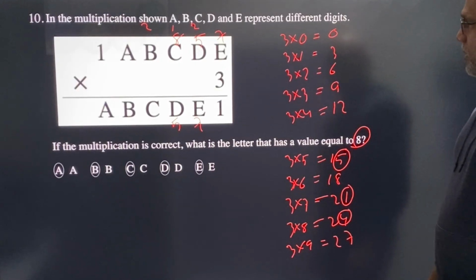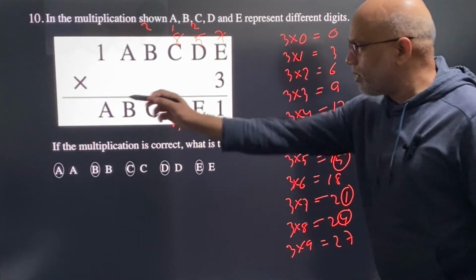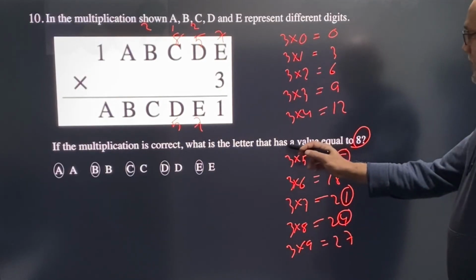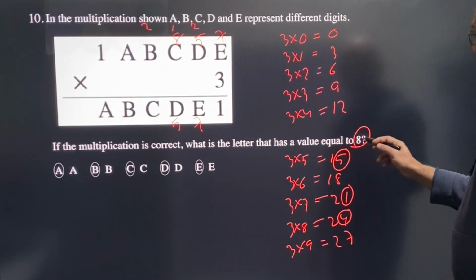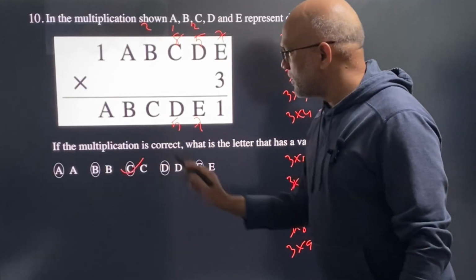All right. Now actually I already have my answer. We can try to complete it, but it is asking which letter has value equal to 8, and C has value equal to 8. Then C is the correct choice.